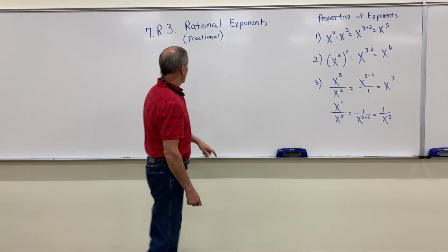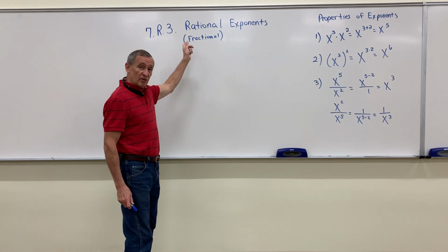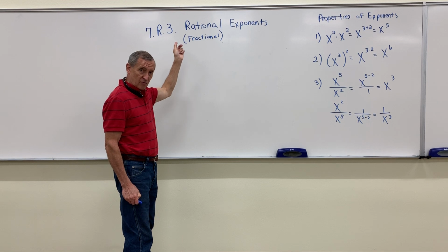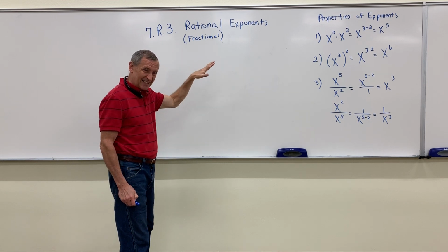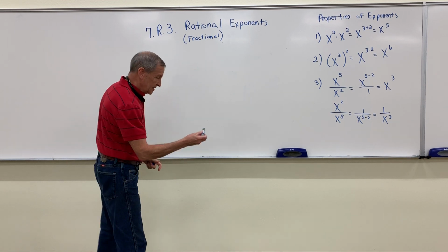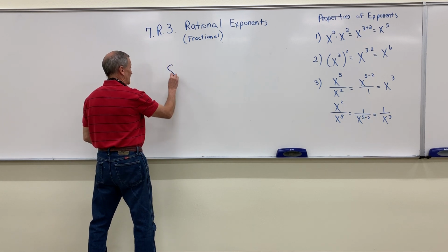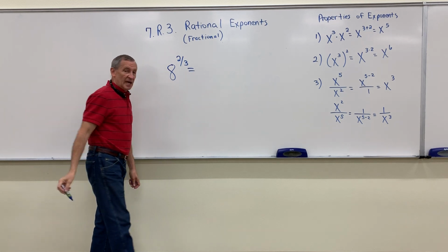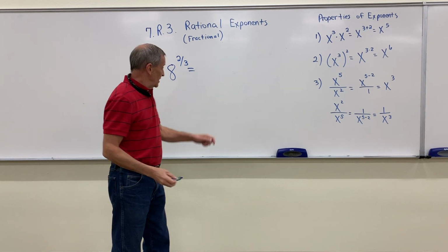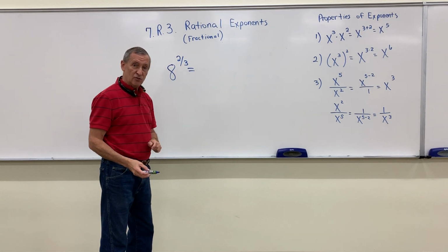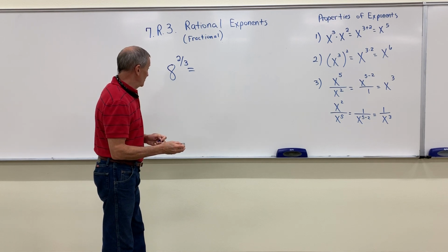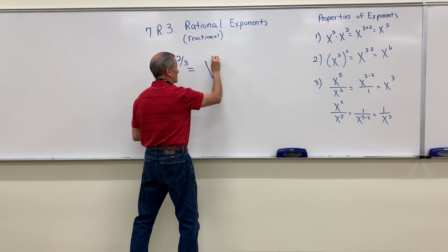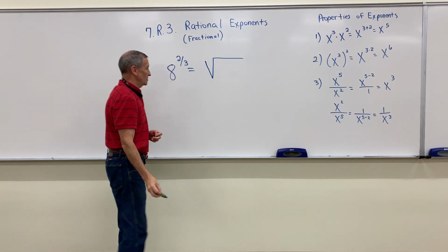All right, so let's get to 7.R.3. By the way, there are already notes and problems on Blackboard for 7.R.3, but this is just a little emphasis. Look at an example. Here's my favorite example, 8 to the 2/3. As we evaluate a fractional exponent, you always have the option of re-expressing it as a radical expression.